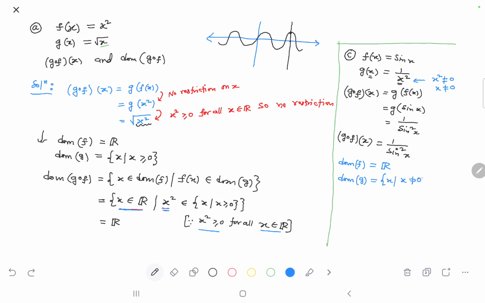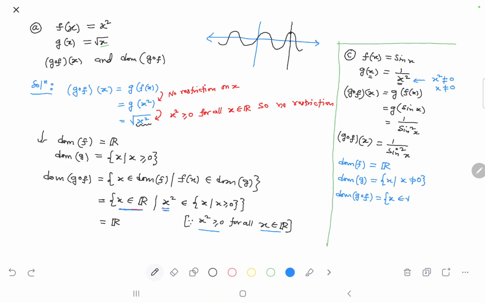So if you have a fraction, or a rational expression, then where the denominator becomes zero, you get a restriction. So the domain of f is all real numbers, and the domain of g is all real numbers except zero. Now what will be the domain of g composition f?